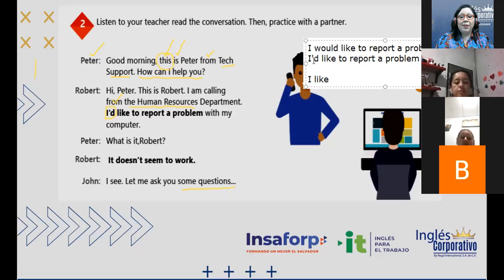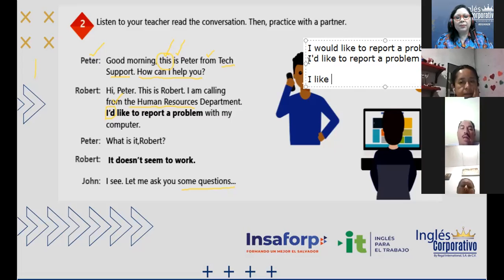Vamos a ver, volvemos a la pronunciación de la letra D. La lengua tensa detrás de los dientes como en punta, así, ¿verdad? D, D, así, ¿verdad? D. Entonces vamos a decir, I'd, I'd. Ahora escuchémoslo nuevamente. A ver, lo voy a decir. A problem with my computer.